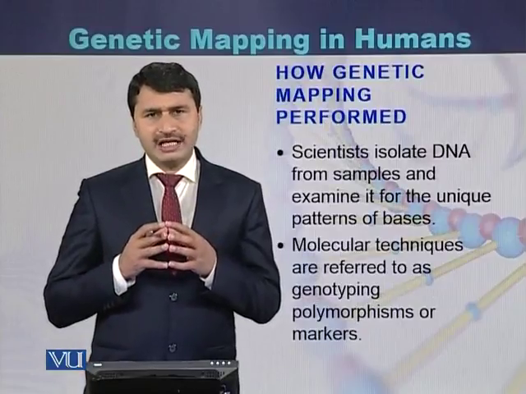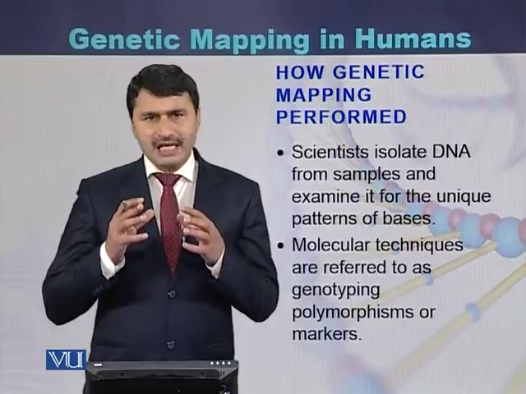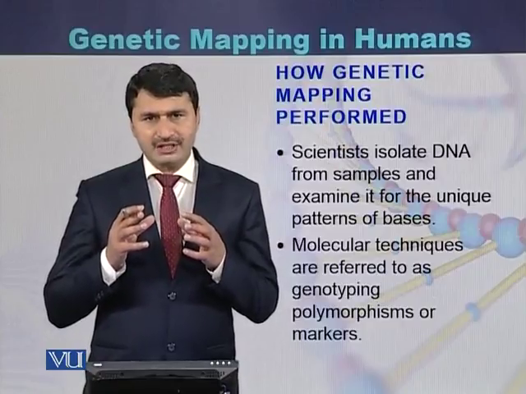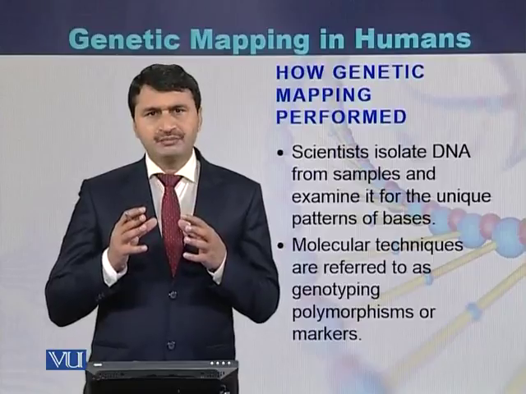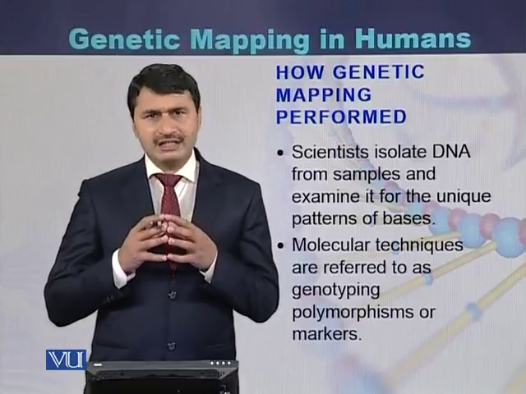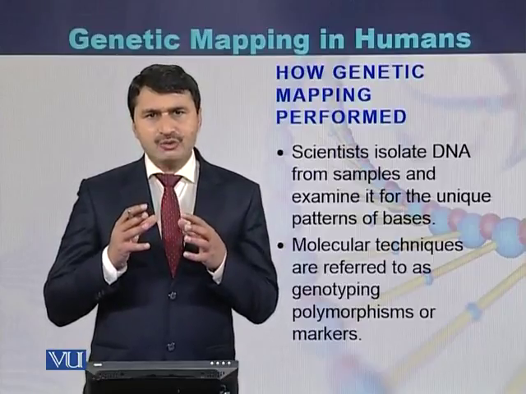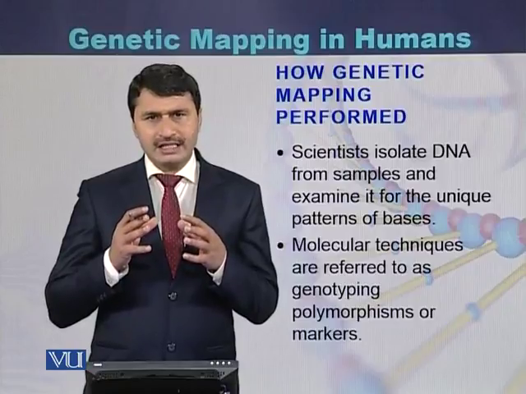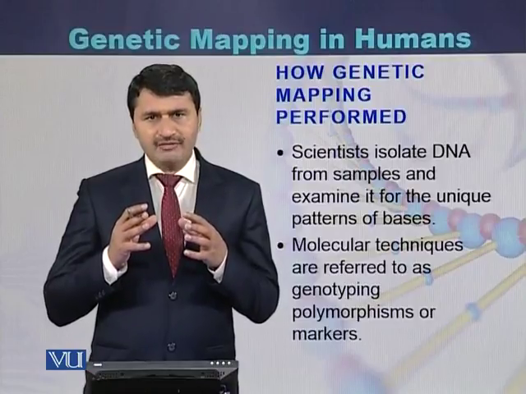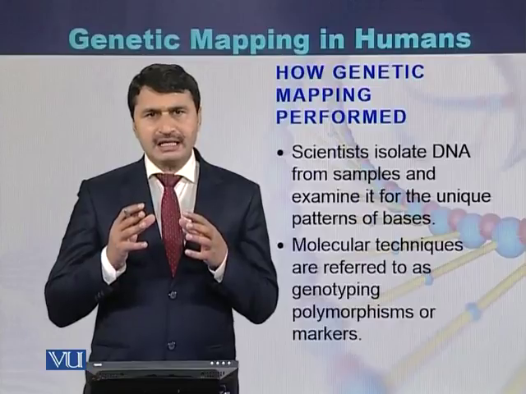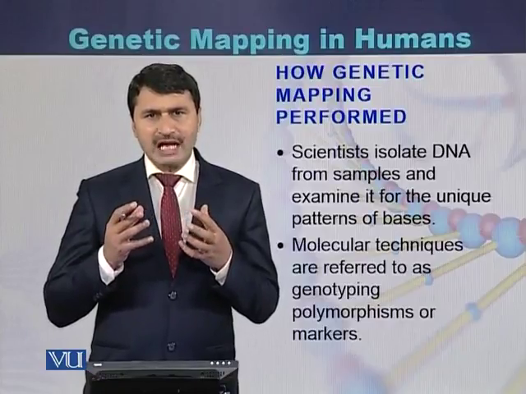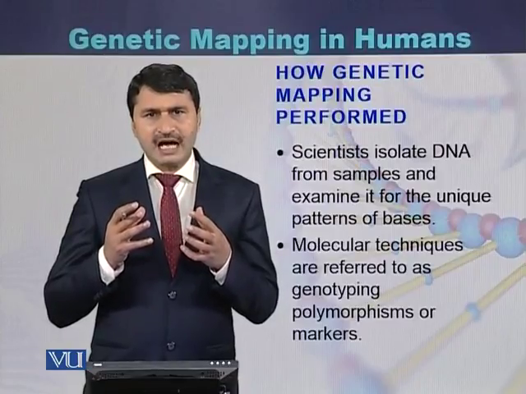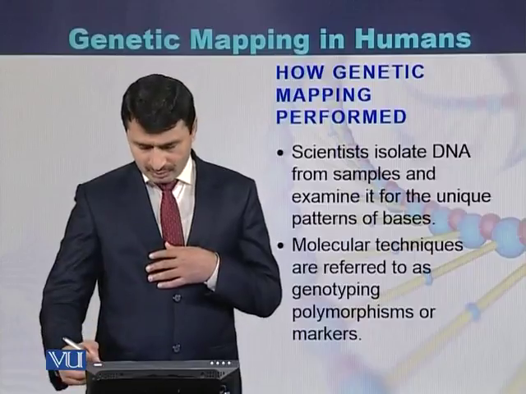Scientists isolate the DNA from the blood samples of the family members in which the disease is prevalent or running. Once they isolate the DNA, they use different molecular techniques for typing the DNA. Once they type the DNA, with the help of typing, they reach close to the region where there is a disease gene.